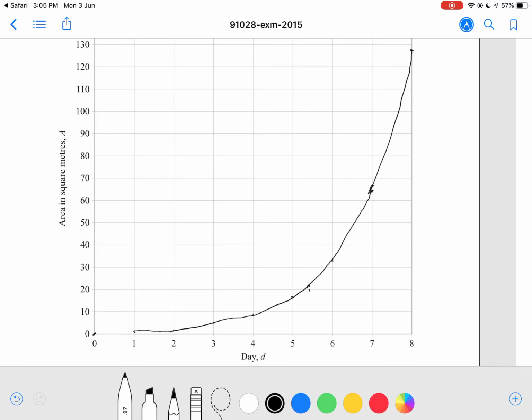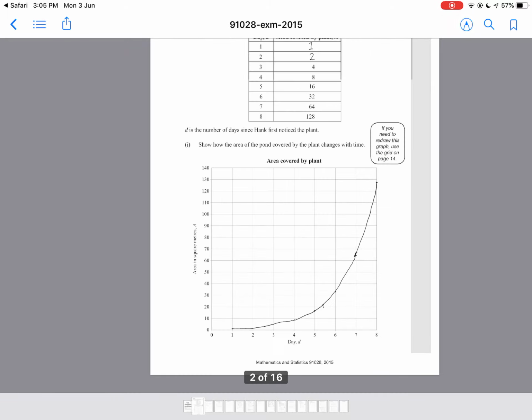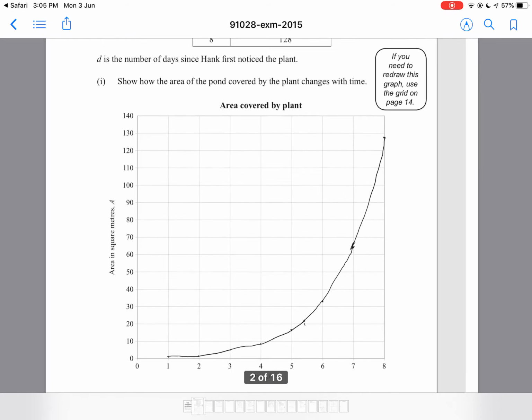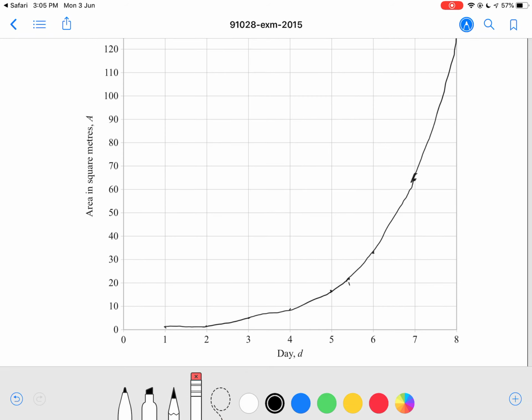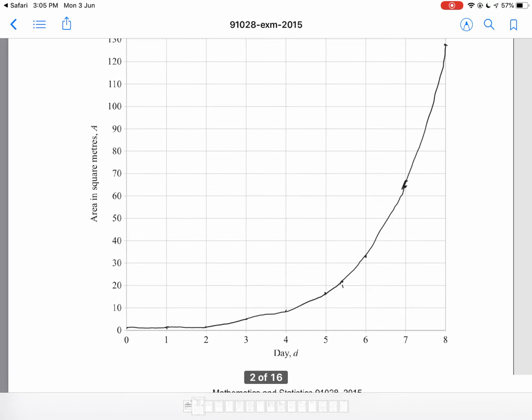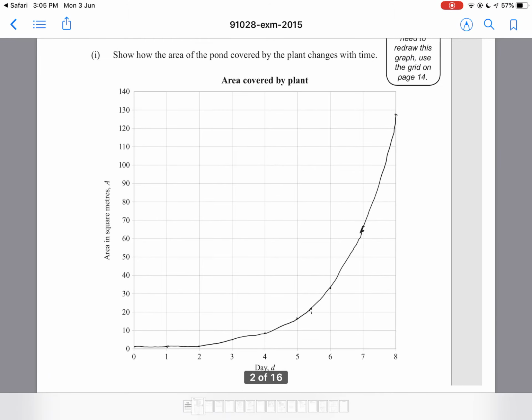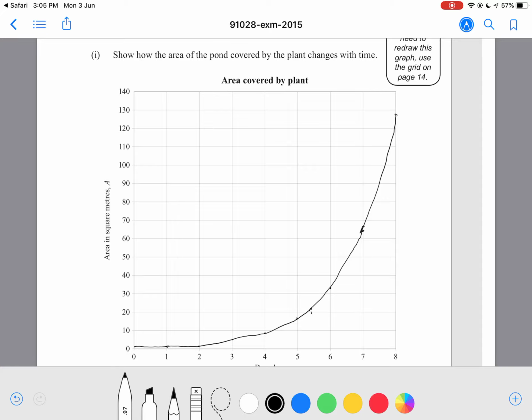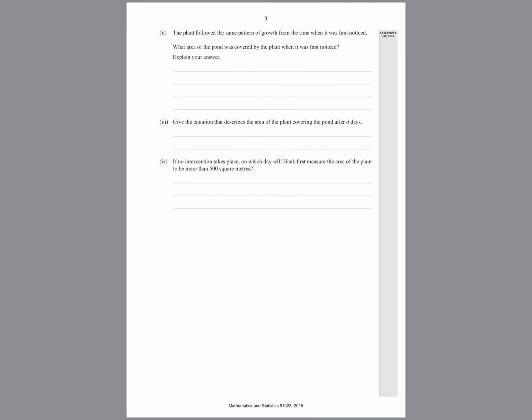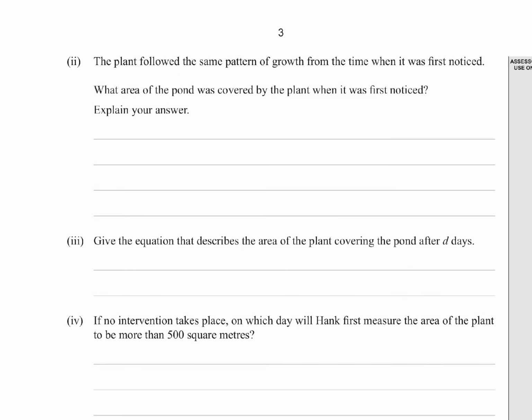Sorry. So day 0. No, day 0 is 0.5. Okay, so the graph should look something like this. An exponential going up, okay, and just drawing the graph out correctly will get you an achieved grade here, okay. Alright. The plant followed the same pattern of growth from the time when it was first noticed.